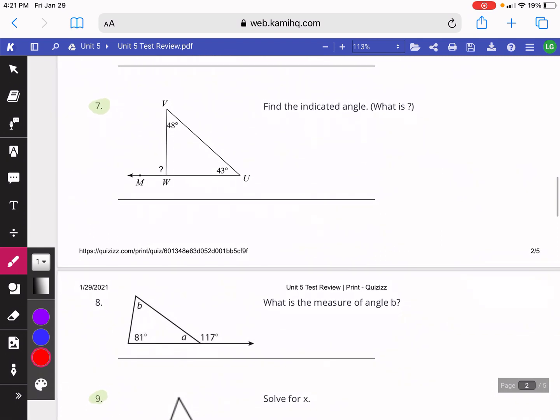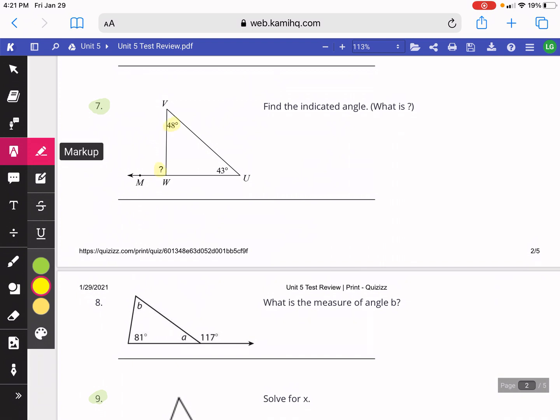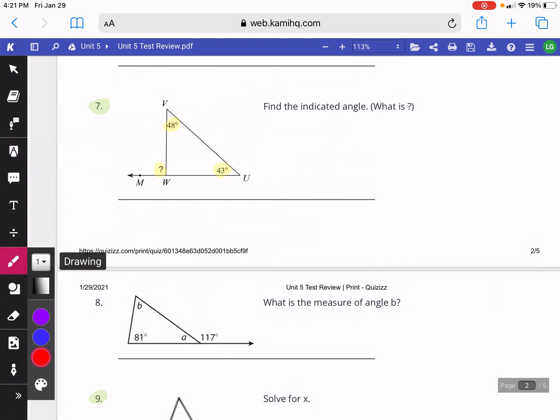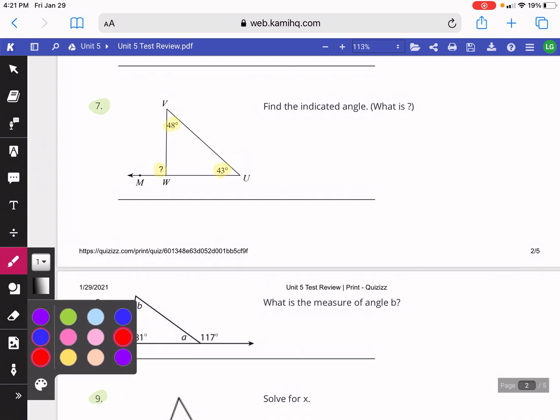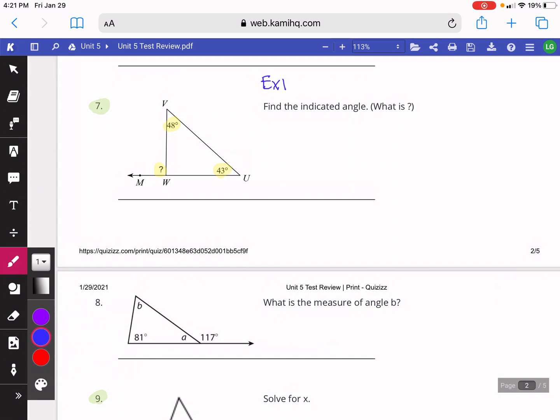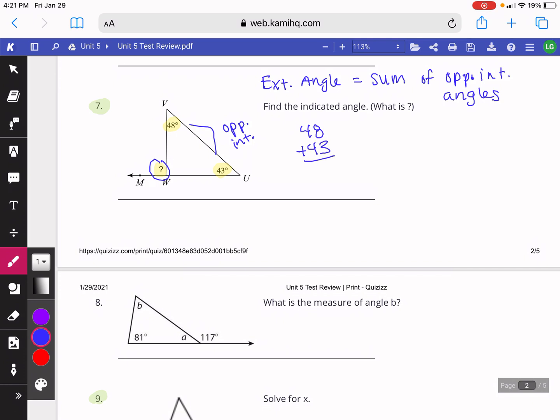On our next question, it's a little different. This time they gave me an exterior angle and the two opposite interior angles. So what we learned is that the exterior angle is equal to the sum of the opposite interior angles. So here these two are opposite interior. So to get the missing angle, we just add 48 and 43 together, and that comes out to 91. So this missing angle is 91 degrees.